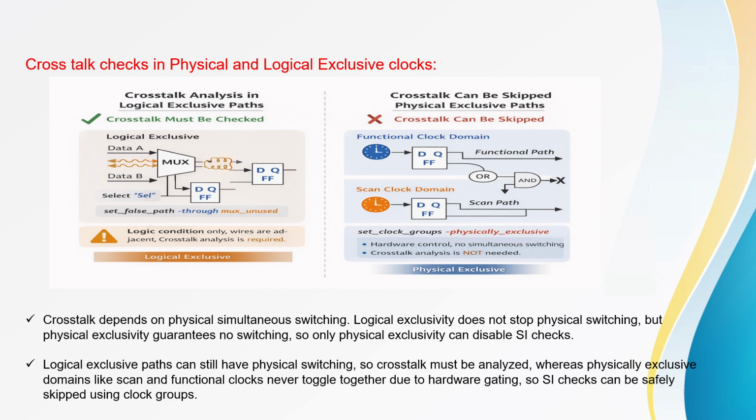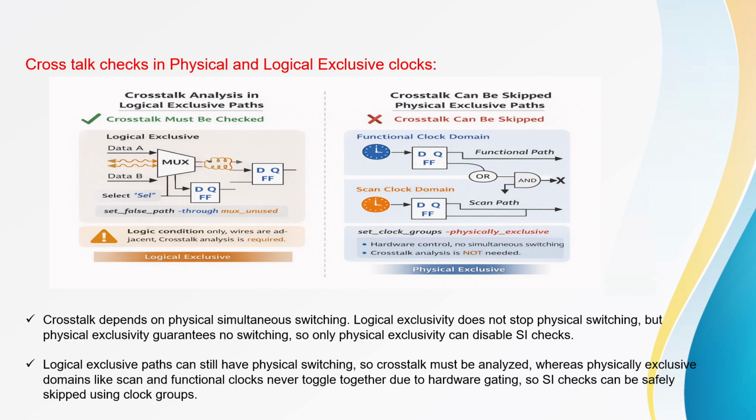So these are the main differences. Crosstalk depends upon physical simultaneous switching. Logical exclusivity does not stop physical switching, but physical exclusivity guarantees no switching. So only physical exclusivity can disable SI.